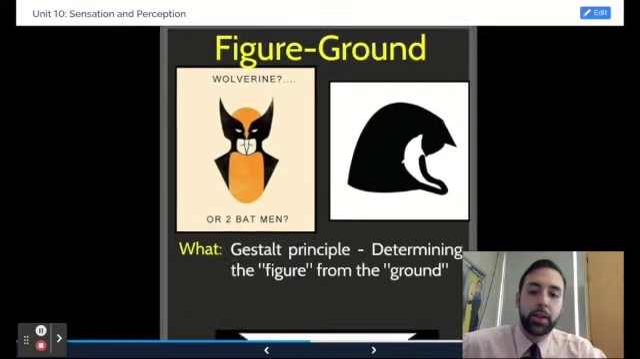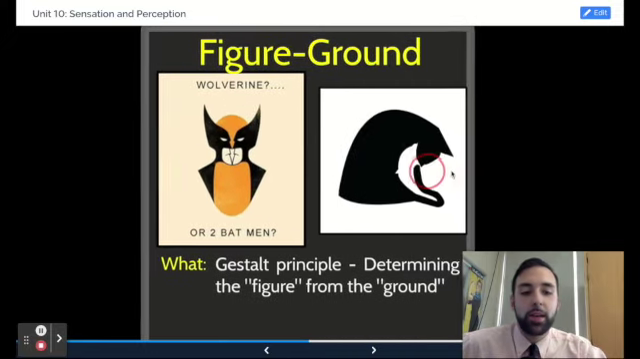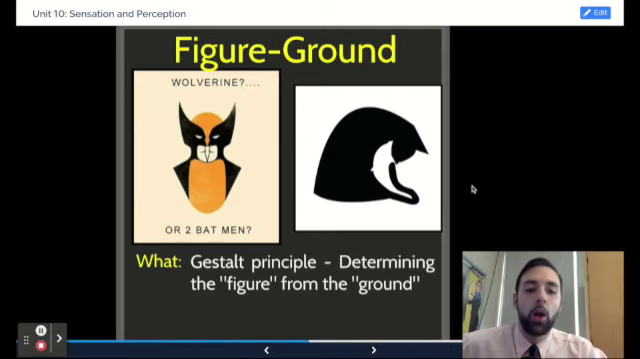We'll start here with figure ground. Figure ground is this very common example of a Gestalt principle where one image, depending on how you focus on it, could be seen in 2 different ways, depending on what you consider the figure, or what's in front of you, and the ground, the background.